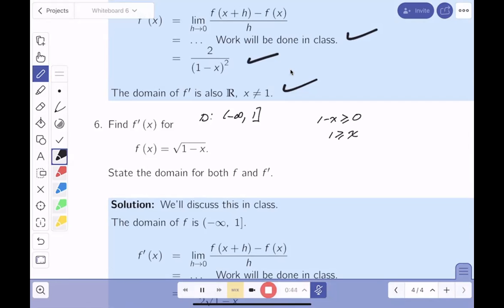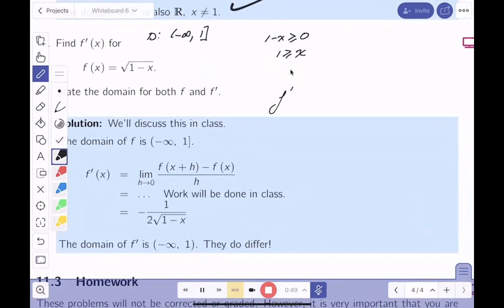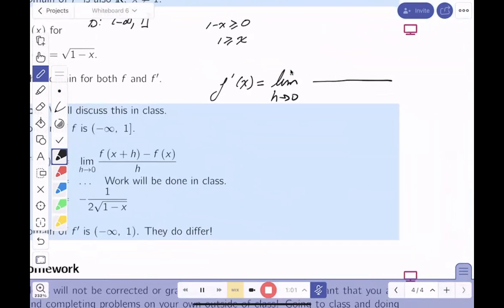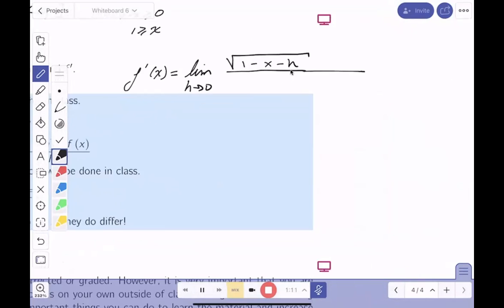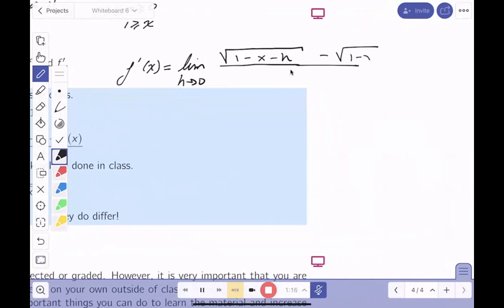All right, let's do the derivative now. It's tough. F prime is the limit as h goes to 0 of f of x plus h, I'm getting a little better though. I'll be honest with you, just by trying and getting better. So the square root of 1 minus x minus h, minus the f of x. Again, if you can't remember, just look at it. Don't need to write it down.